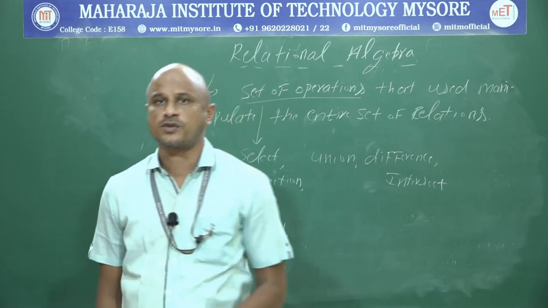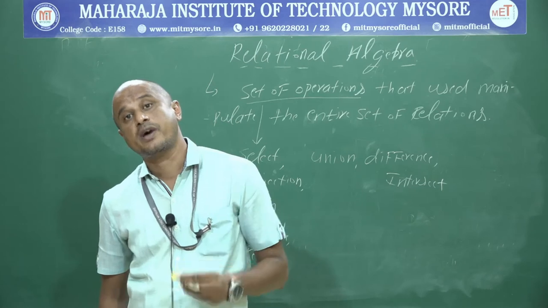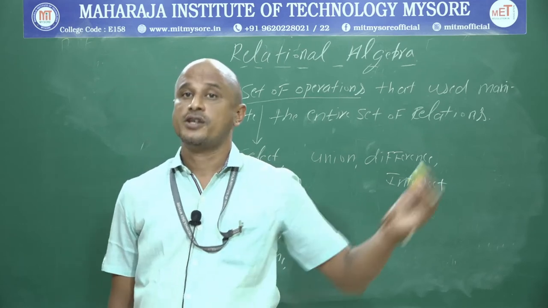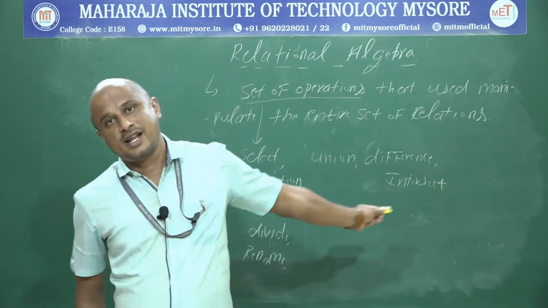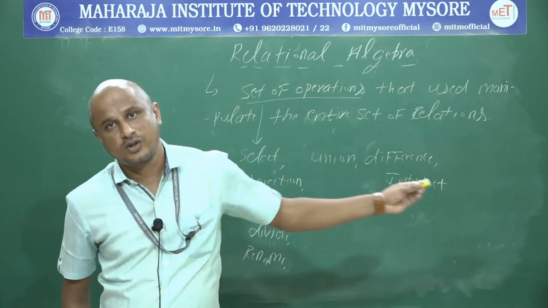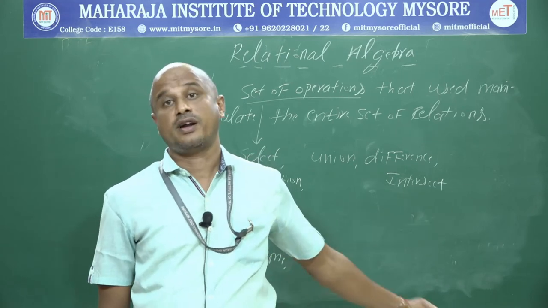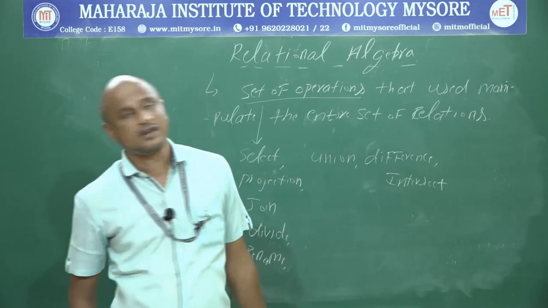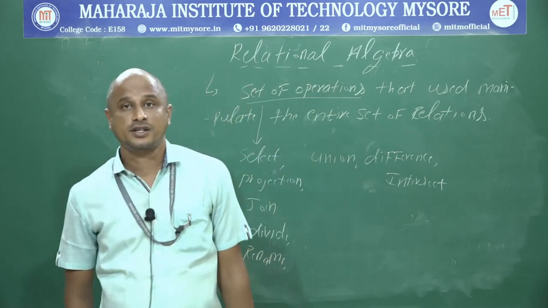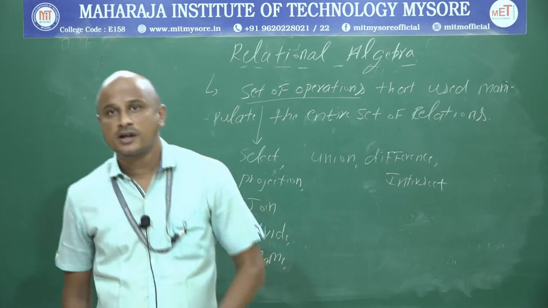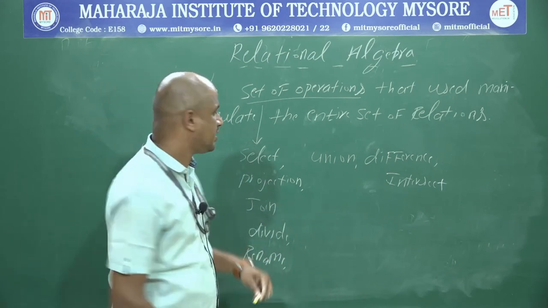So if asked the question, what is relational algebra? You can tell that a set of operations used to manipulate the entire set of relations is called relational algebra. Examples are selection, projection, intersect, union, difference, grouping, dividing, Cartesian product. All these are possible in relational algebra. Okay. So first, let's start with the first operation, that is selection.